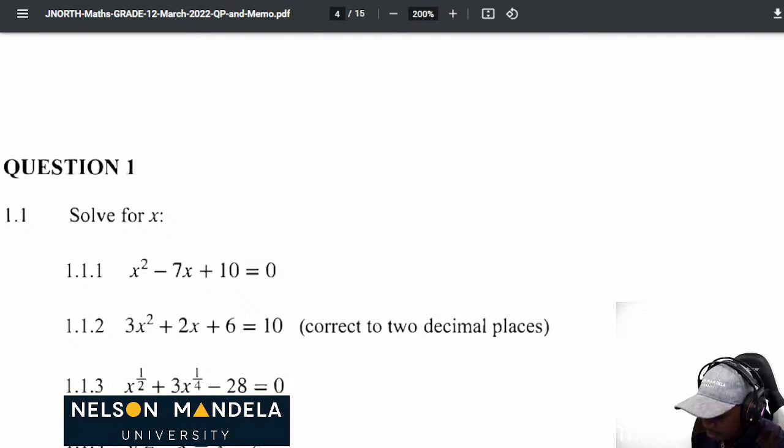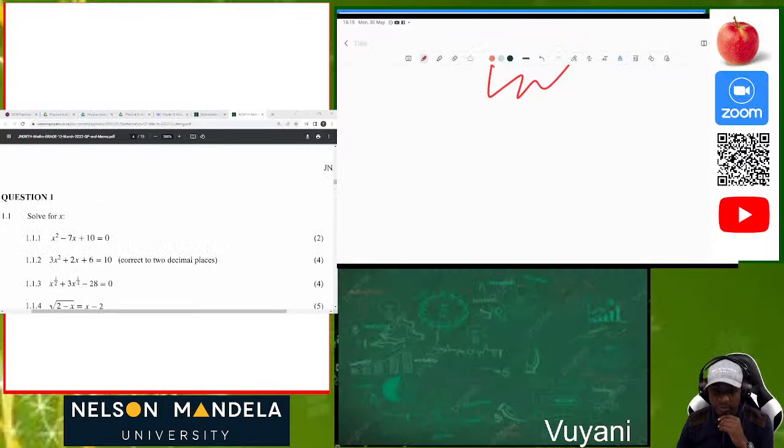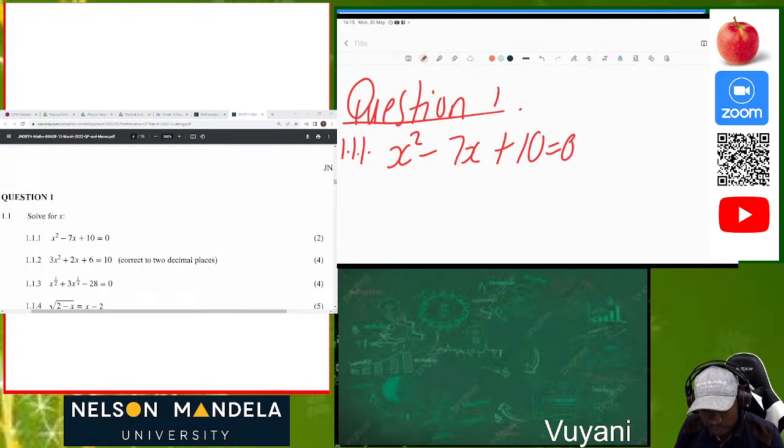So question number one. On 1.1.1, solve for x, where we're given x squared minus 7x plus 10 is equal to 0. So that's the first question. We know that solving for x is where you must pick up marks. Those marks are for you. So we were given this question initially. Let's solve for x.